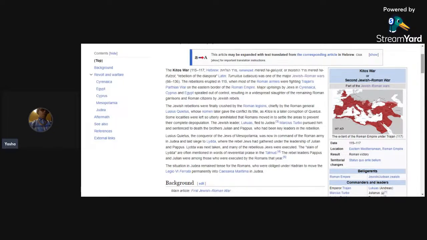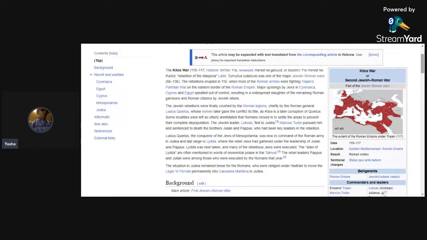So we're looking at the word Tfutzot and the word Galuyot, right? These words deal with the rebellion of the diaspora. Then you have the Latin Tumultus Iudaicus, right? You see the root word tumult in there. And Iudaicus meaning Judaeus or Judean, dealing with the tumult of the Jews, right?